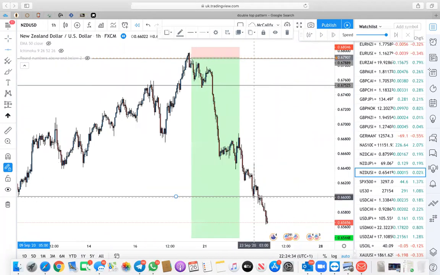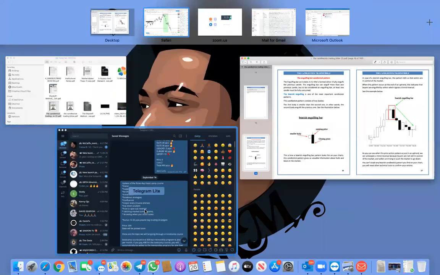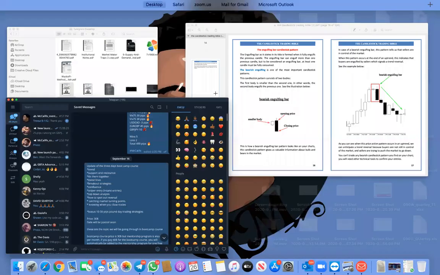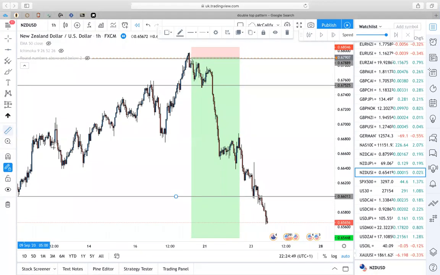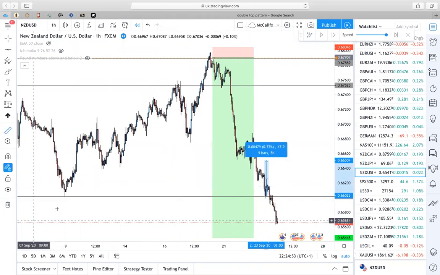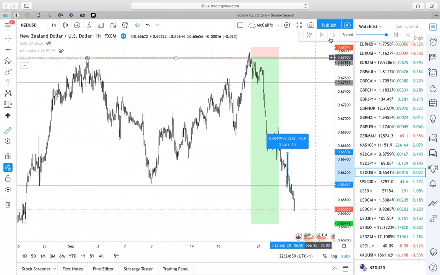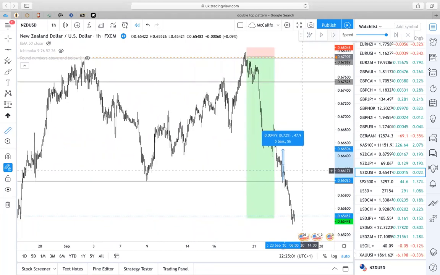As you guys can see, there was a rejection, right? This is what I'm going to be talking about with this bonus thing that I just said here. So this bonus is going to be a 10 to 30 pips pound trading strategy. So I'm going to be talking about that one. As you guys can see, this moved what? 50 pips, right? It was a level. So any level gets respected. But anyways, this went down, this went down, this went down. So your take profit will probably get hit. And then you close this trade.